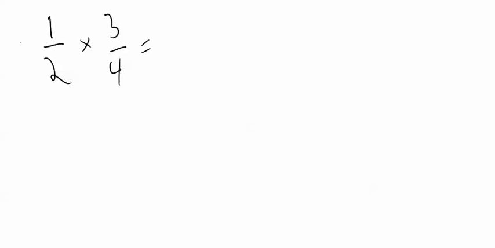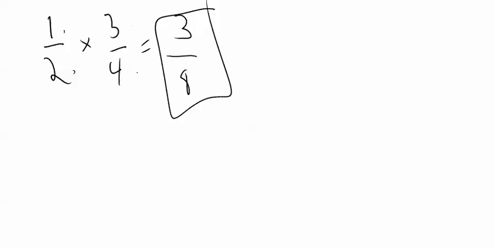All I do is I multiply the numerators, so the tops, and I multiply the denominators, or the bottoms, and that's basically it. So 1 times 3 is the numerator, which is 3, and 2 times 4, which is 8, and that can't be reduced anymore, and so that's my final answer. You can do this as many times as you want.